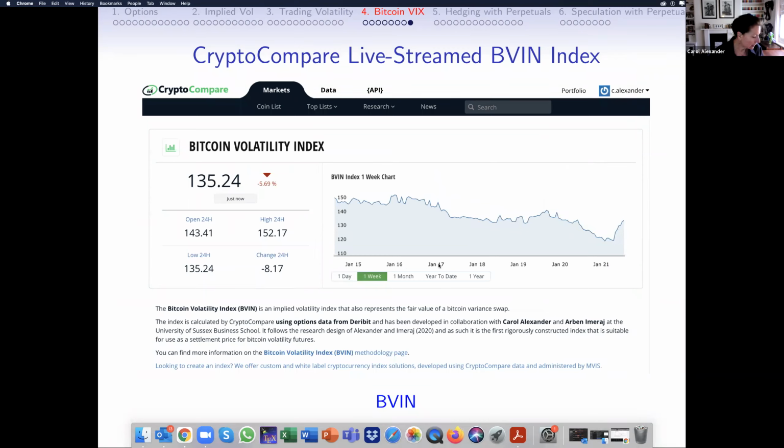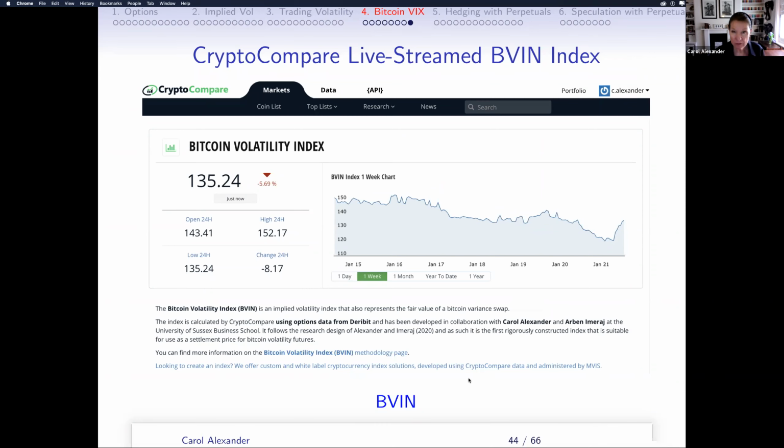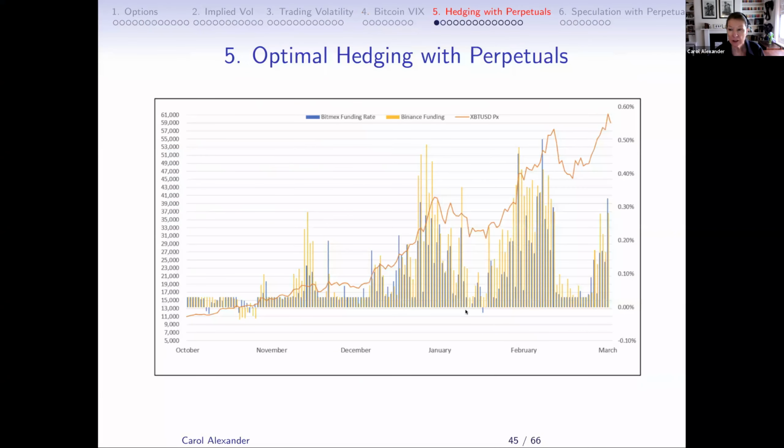Okay, so now I'm going to move on to the next part of the talk, talking about perpetual swaps. So these contracts, which I think I mentioned in the price discovery part of Tuesday, are like futures, but they have no expiry.